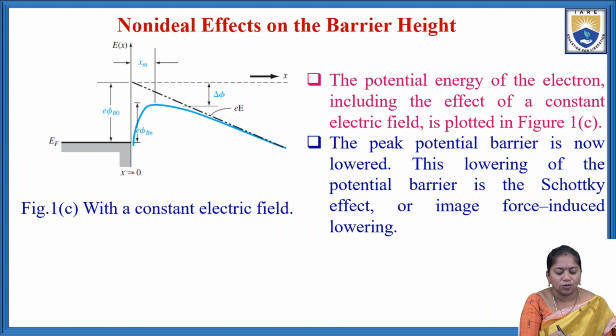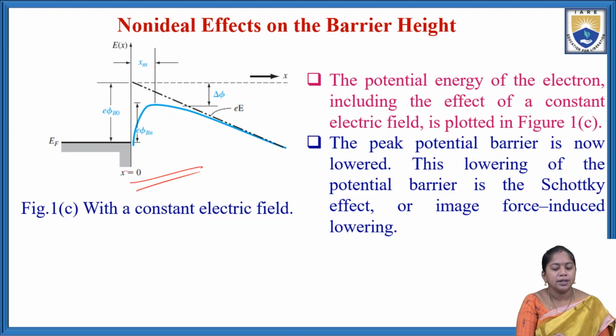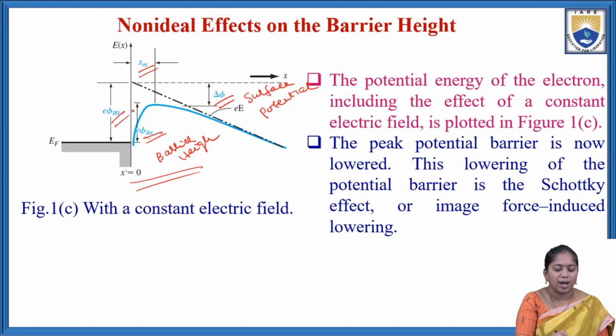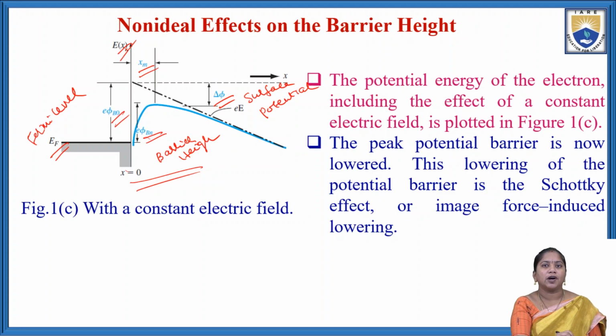This figure shows the constant electric field; the previous figure showed the zero electric field. Here e phi Bn is the barrier height, and delta phi is the surface potential. x is the distance, xm is the distance to the maximum barrier, and phi B0 is the barrier height at x equal to 0. Ef is the Fermi level, and E of x is the electric field as a function of x.